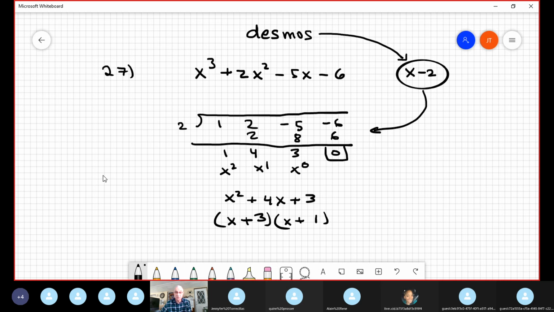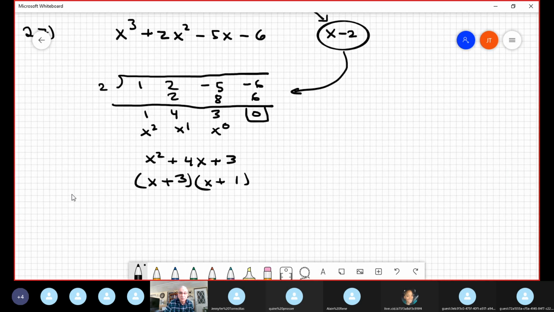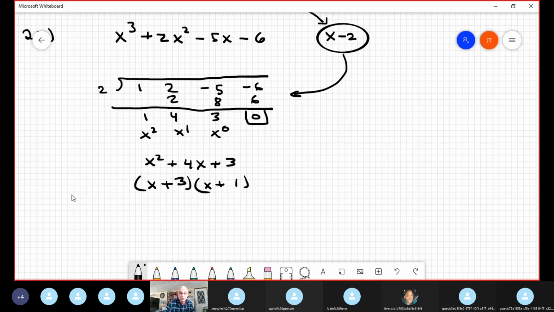So what is the final answer? The final answer is, well, the total factorization for this polynomial was x plus 1, x plus 2, and x plus 3. This is my equivalent f of x.